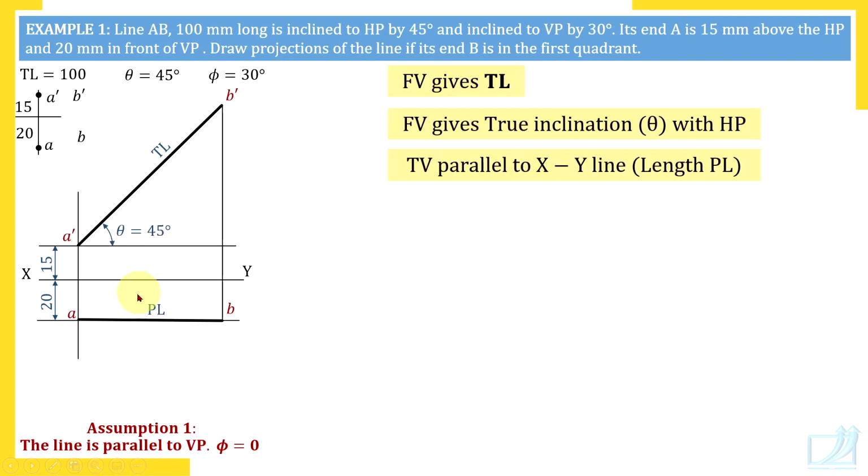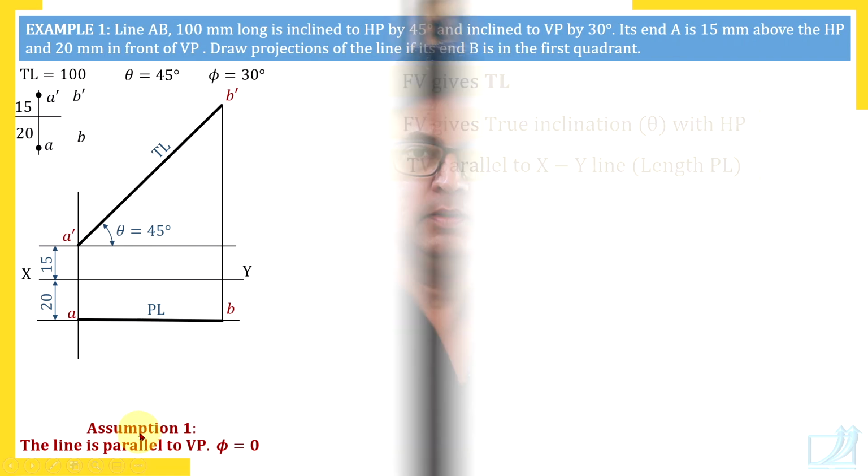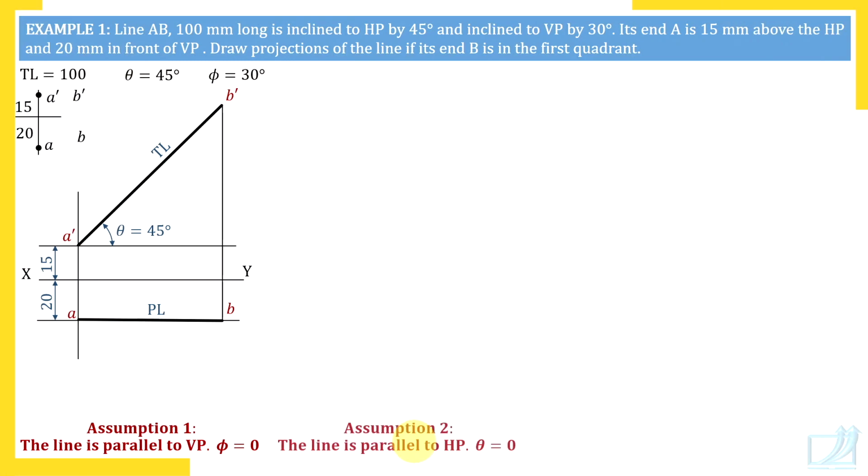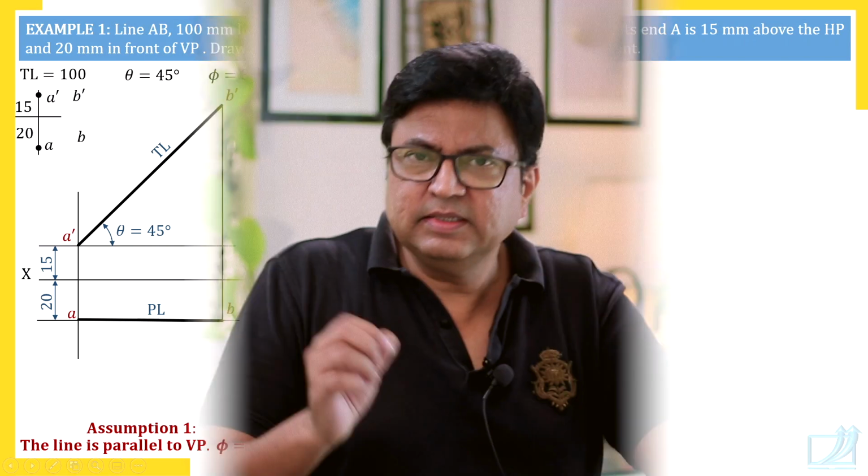But this is not the final drawing. These are the views of the line in certain assumption. And what is our assumption? Line is parallel to VP. Now we'll assume line parallel to HP. That is, inclination of line with HP theta is equal to 0. So this is our second assumption. Line is parallel to HP and theta equal to 0. In this case, we know that if line is parallel to HP, then top view gives true length and true inclination, and front view appears parallel to XY line.